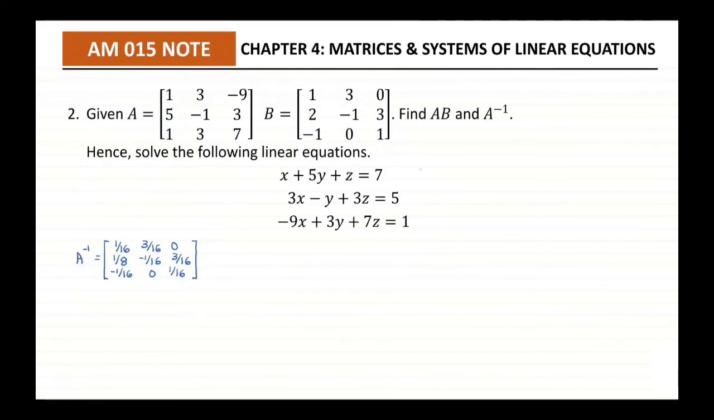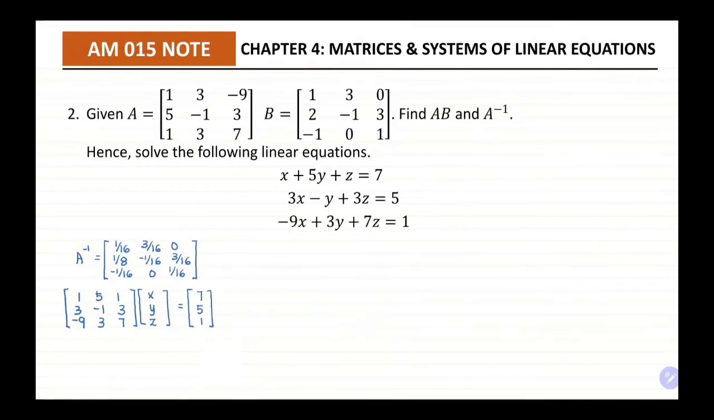So kita perlu solve pula linear equation ni. Cari value for x, y and z. Okay, first we change this linear in matrix form. So we get 1, 5, 1, 3, negative 1, 3, negative 9, 3, 7, times with unknown. Unknown is x, y and z equals to 7, 5 and 1.